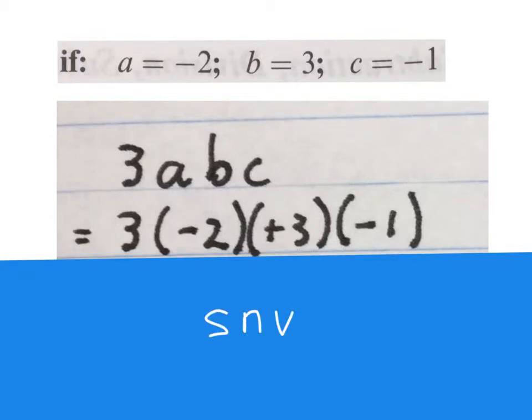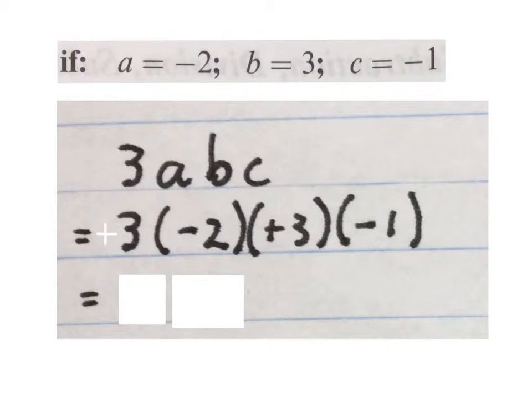Remember the abbreviation SNV. In all maths algebra sums, there are signs, pluses or minuses, numbers or fractions, and variables, A's, B's or C's. So first we times the signs. A plus times a minus is a minus, times a plus is a minus, times a minus is a plus. And we write it. Then 3 times 2 is 6, times 3 is 18, times 1 is 18. Final answer, plus 18. Stop the video and get your brain around this one.